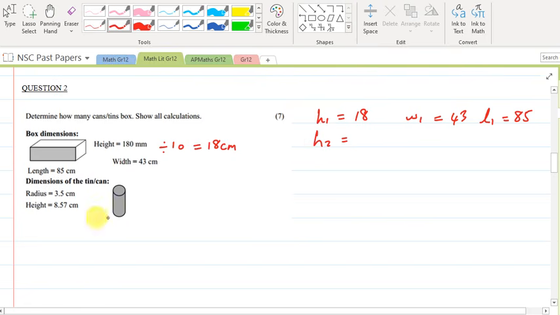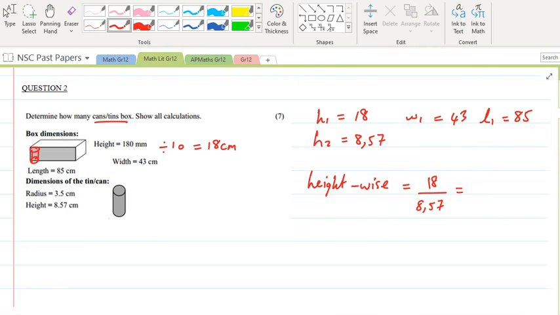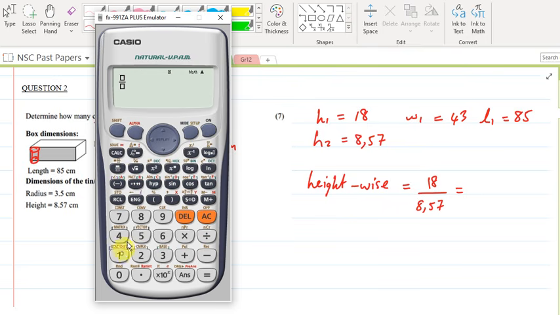Remember, these cylinders, these tins, we want to pack it here, right, like this. So we want to see how many levels we can pack. So height-wise you can say 18 divided by 8.57. So on the calculator we can say 18 divided by 8.57, and we're getting 2.1, so approximately 2. So you can get 2 layers here, right?